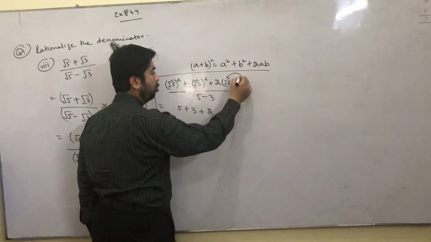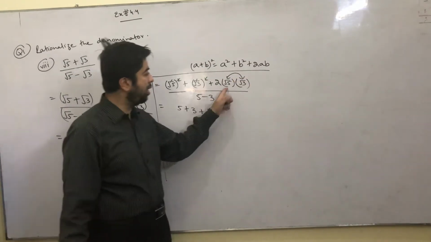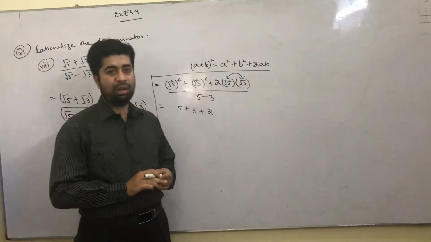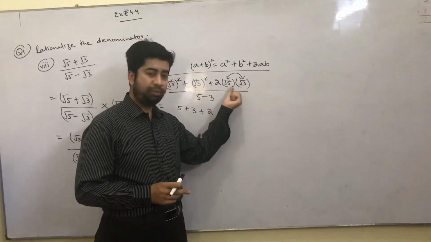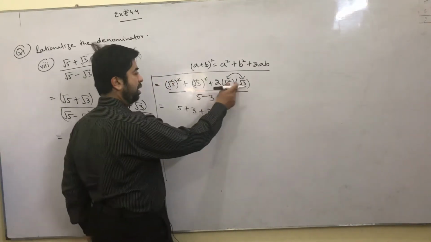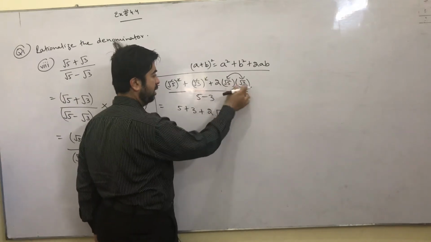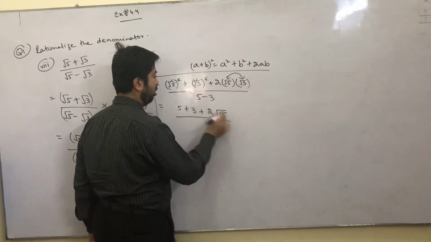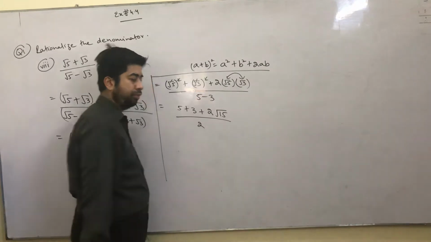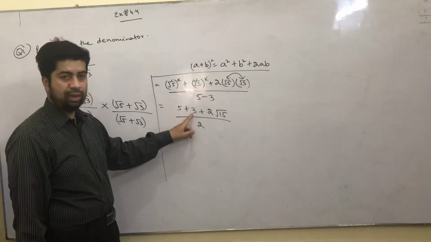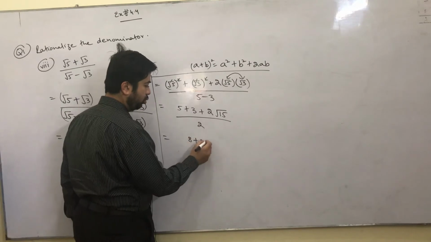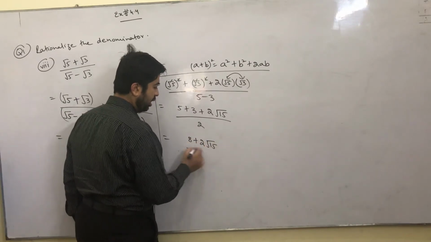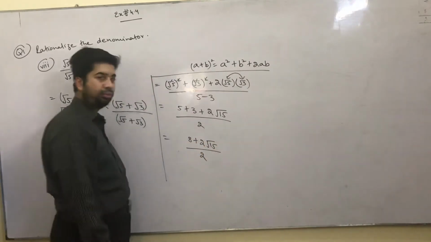Are they both going to multiply? Square root 5 and square root 3, can we multiply them? Yes, we can multiply, because there is multiplication here. So square root 5 multiplied by square root 3 gives square root 15, and in the denominator 5 minus 3 is 2. 5 plus 3 is 8, plus 2 square root 15, and in the denominator that is 2.